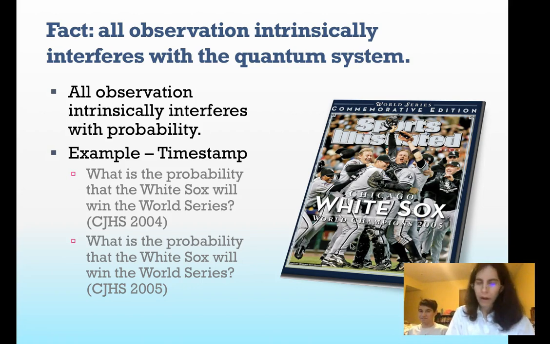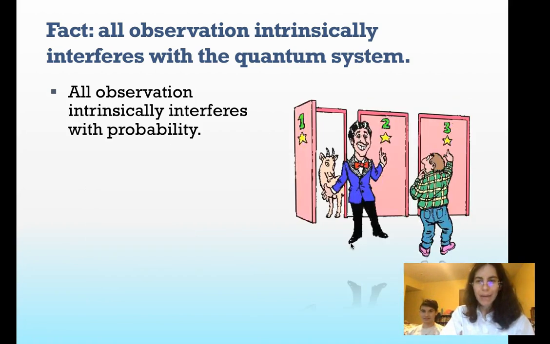Probability 100%. Probability for this season, 2020, 0%. Doesn't matter what team, 0%. Let's get that vaccine. This is the mathematics of probability. Observation interferes with the system. We're not used to having observation interfere with the system in the laboratory.